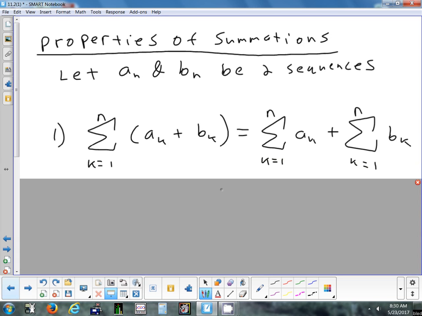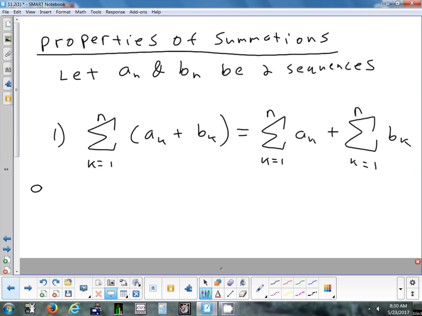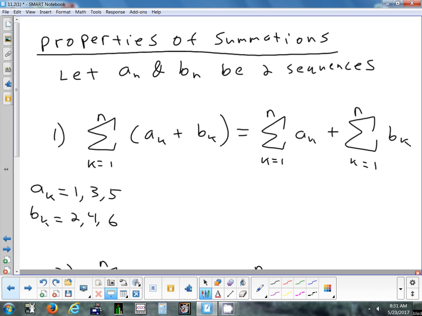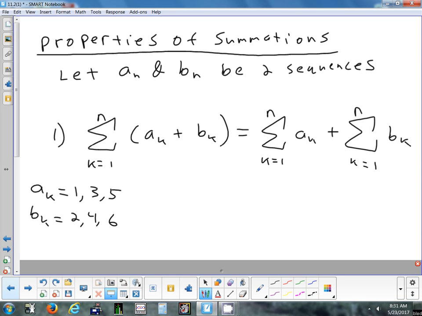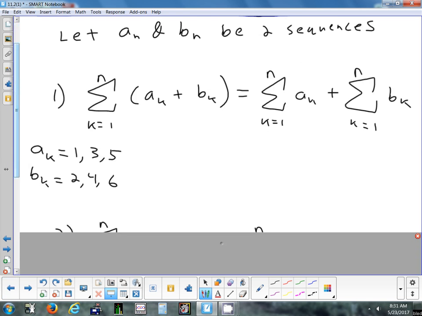Okay, so I'm going to show you with actual numbers. And I'm going to do very short. I'm just going to do like three terms. Let sequence A be 1, 3, 5. Sequence B, 2, 4, 6. Okay, let's start by doing A sub k plus B sub k.